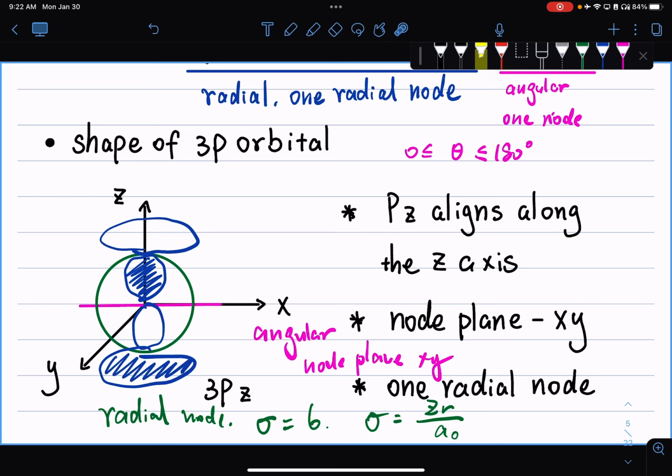Again, the way you draw these atomic orbitals with angular and radial nodes is you draw the node plane first, and then you draw the shape of your atomic orbitals. Then you shade it based on the position of your node planes.